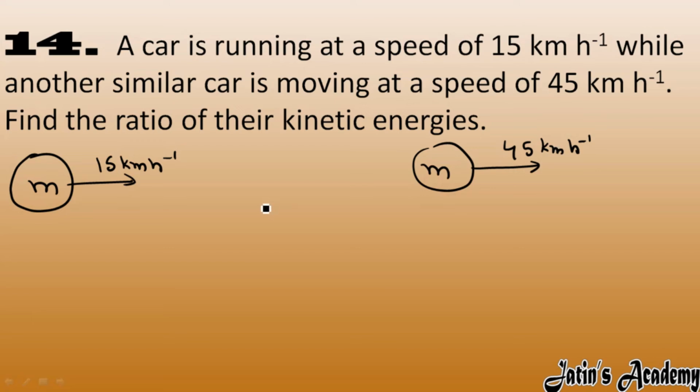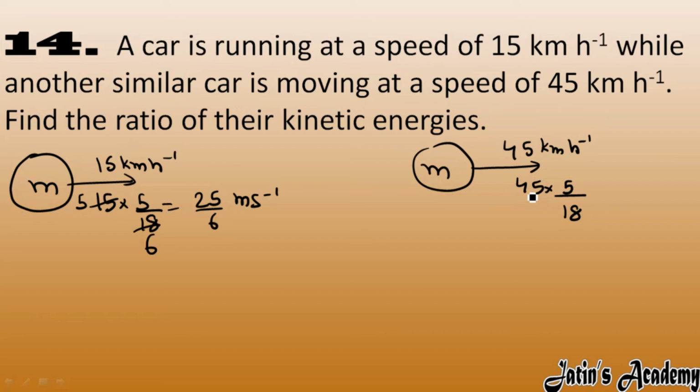If I'm talking about the ratio of kinetic energy, first of all we have to convert this velocity into its SI unit, which is meter per second. So converting kilometer per hour into meter per second, we multiply by 5 by 18. So 15 times 5 by 18, here we got 25 by 6 meter per second. Here 45 multiplied by 5 by 18, so we got 15 over 6 and next 5 over 2. So here we got 25 by 2 meter per second.